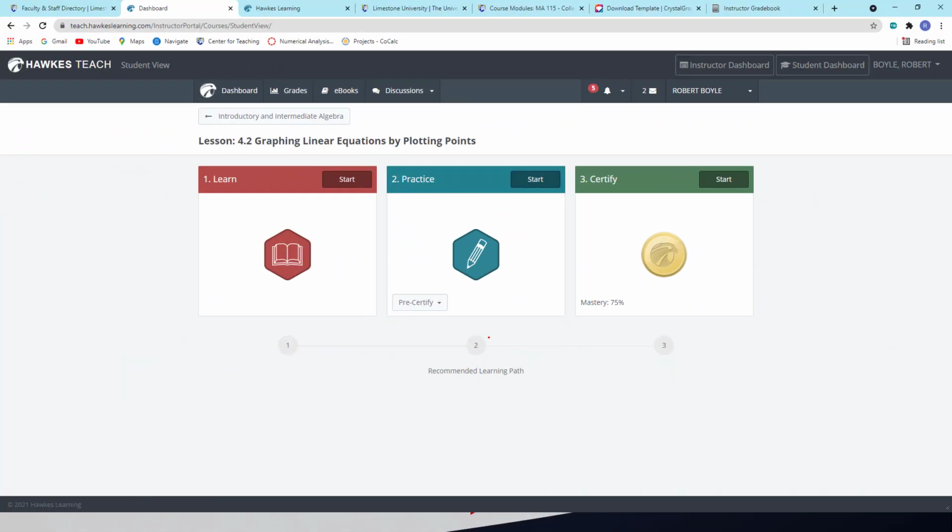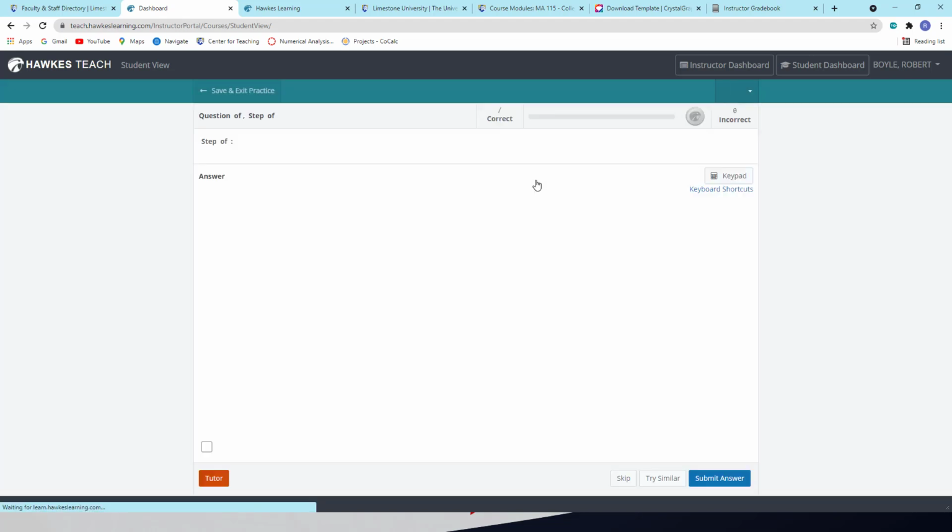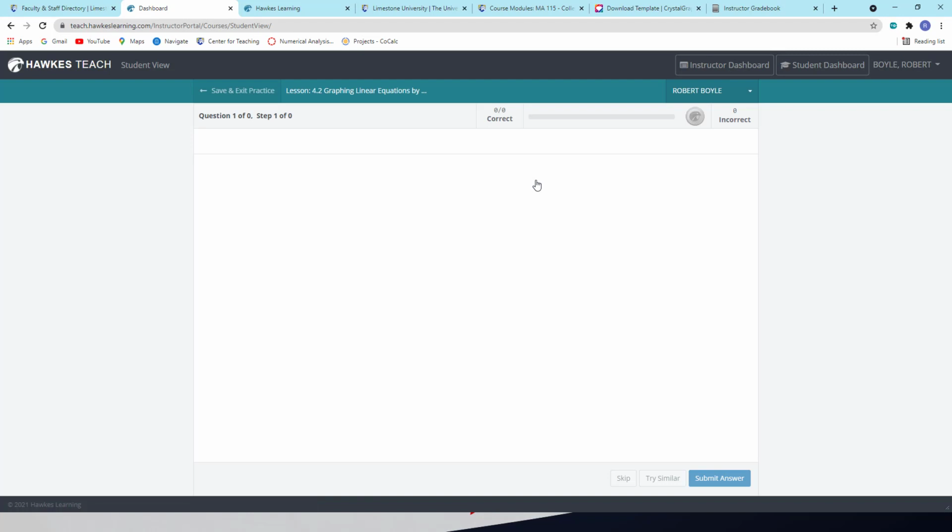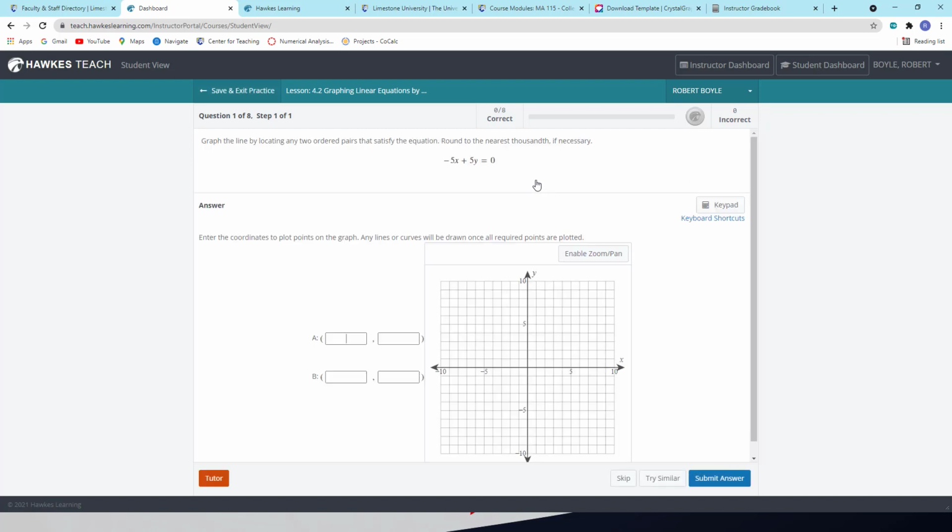Okay, so here I am at my dashboard. We are at lesson 4.2, graphing linear equations by plotting points, and I'm going to go ahead and practice to pre-certify. And there are basically two different types of problems here in this lesson. And this is the first type. Okay, we have, oh, hang on a second, there's something else I wanted to do.